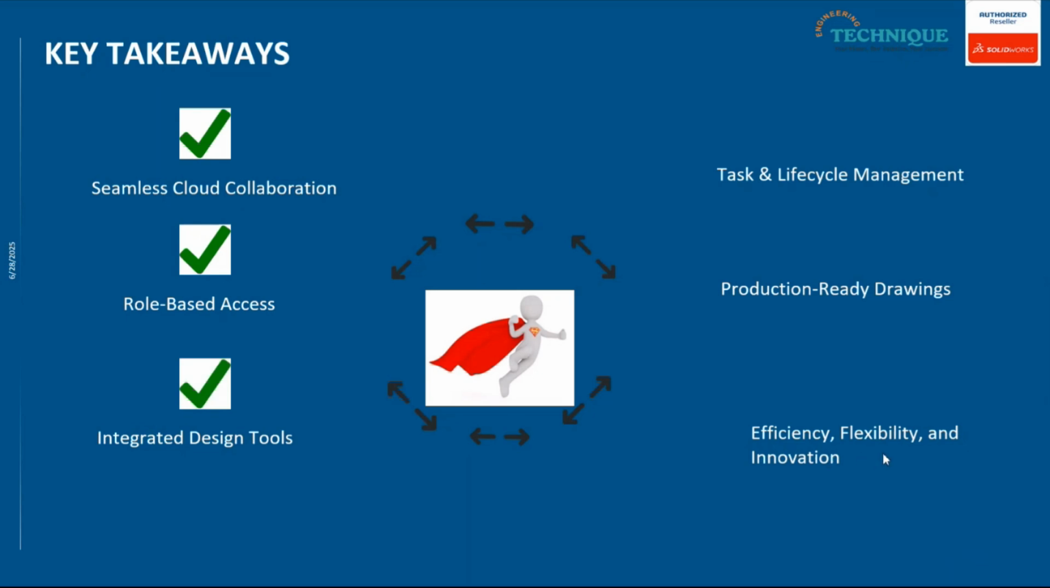Third, powerful apps like xDesign, xShape, Sheet Metal, and xTrim allow you to handle everything from parametric design to complex freeform surfaces. Fourth, task and project coordination become effortless through collaborative task and lifecycle management, ensuring transparency and full control over revision and release.